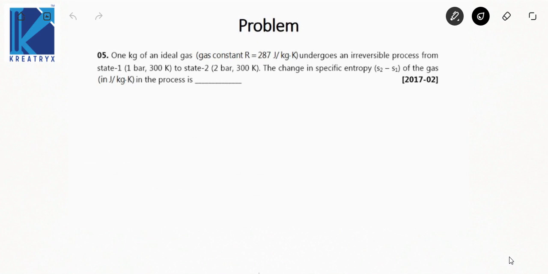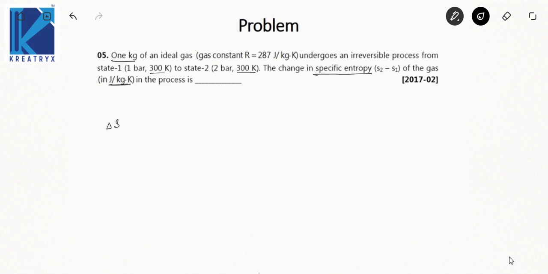One kilogram of an ideal gas, an ideal gas constant is given, undergoes an irreversible process from state 1, conditions are given, to state 2, conditions are again given. 300 Kelvin, 300 Kelvin. So the temperature is constant. The change in specific entropy of the gas, in joule per kilogram Kelvin.